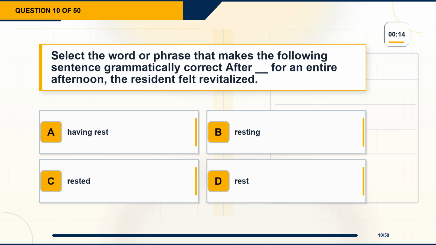Question 10. Select the word or phrase that makes the following sentence grammatically correct after blank. For an entire afternoon, the resident felt revitalized. Option A, having rest. Option B, resting. Option C, rested. Option D, rest.